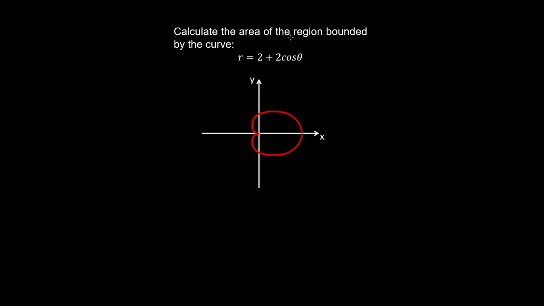Let's calculate the area of the region bounded by this cardioid. Let's write out the area integral. So for this cardioid, we're integrating from theta equals 0 all the way around to theta equals 2 pi. And our radial function is 2 plus 2 cosine theta.